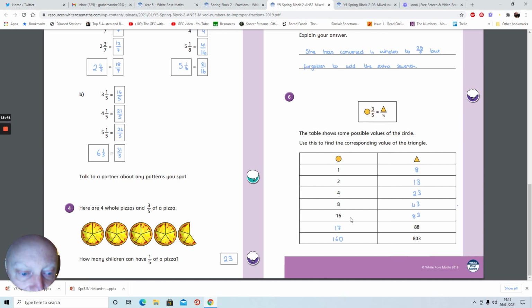And those are the answers for today. Like I say, if you finish those and you want a little bit more of a challenge, I will put in an extra sheet for you converting improper fractions. Oh, sorry, mixed numbers to improper fractions.